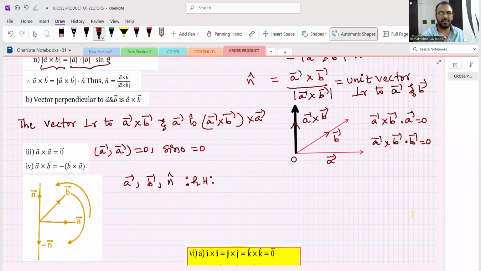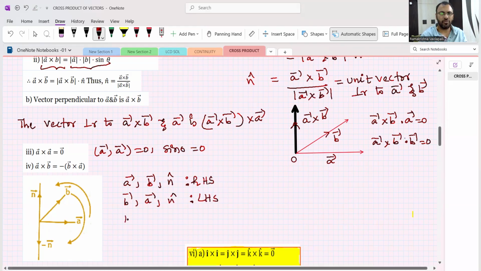If we interchange any two vectors, then it becomes LHS. This is the importance of LHS and RHS. Now it becomes LHS, left-handed system. Now, if you replace one vector by its negative, then it becomes RHS.